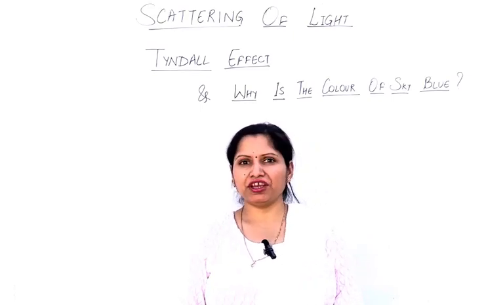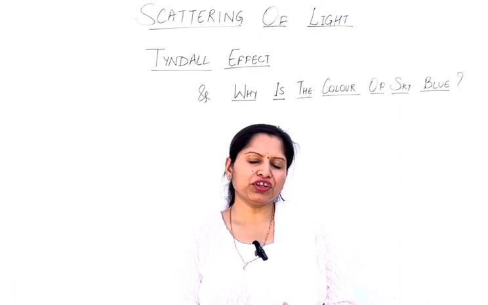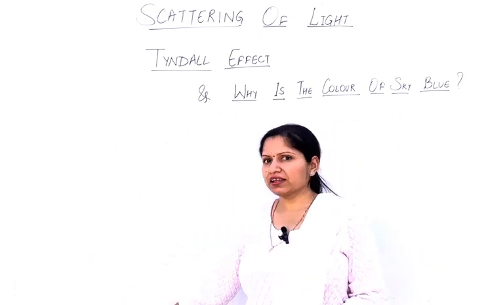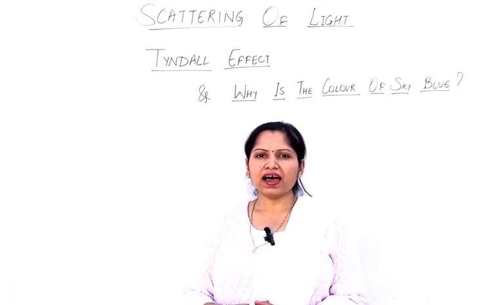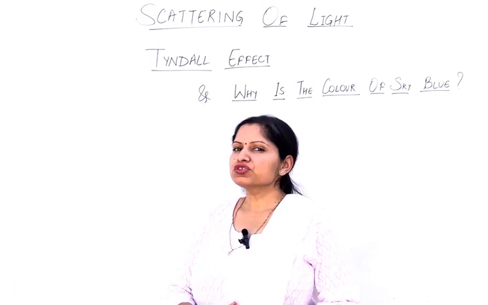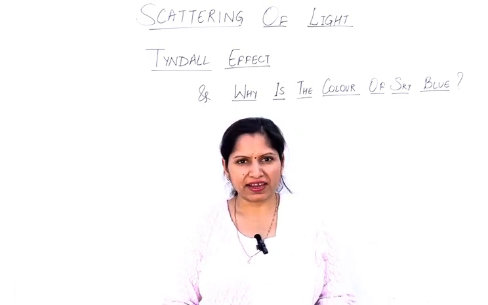Today we are going to revise some of the phenomena related to scattering of light. These phenomena include the Tyndall effect and the color of the sky, and why it appears to be blue. So, what is scattering of light?